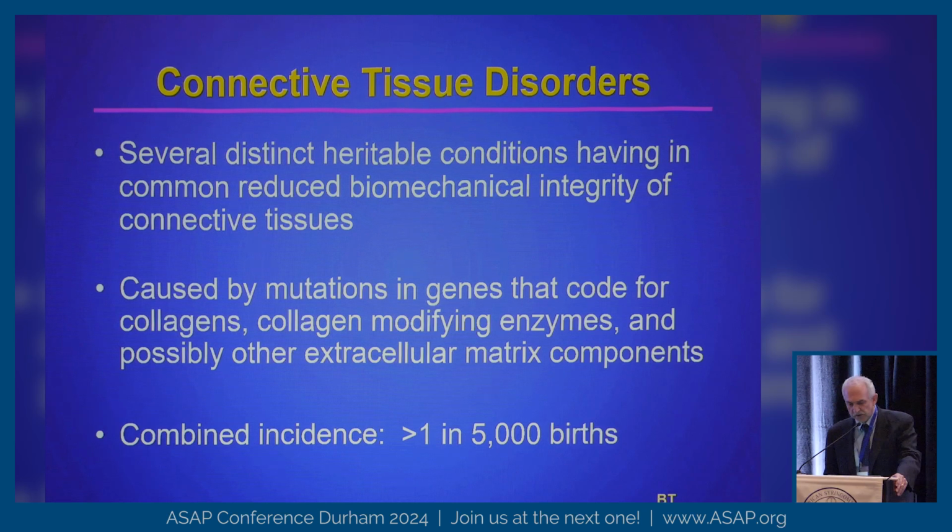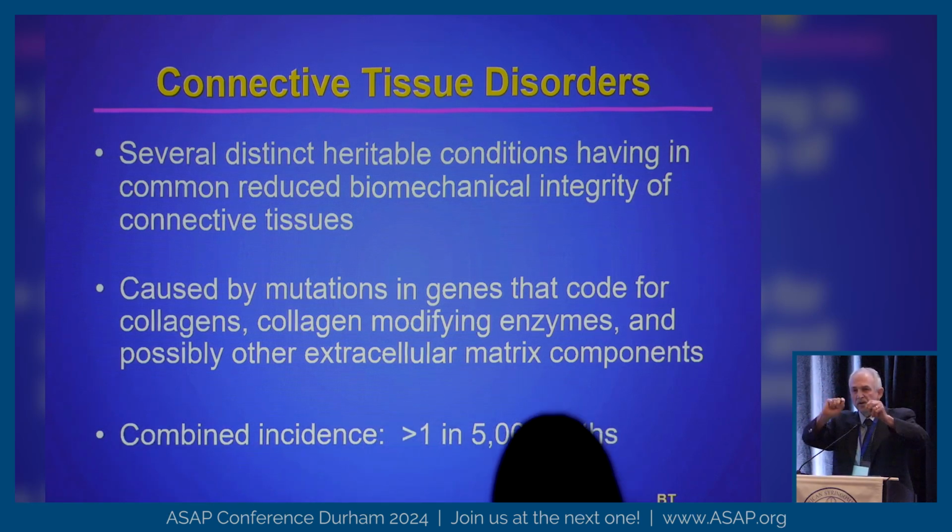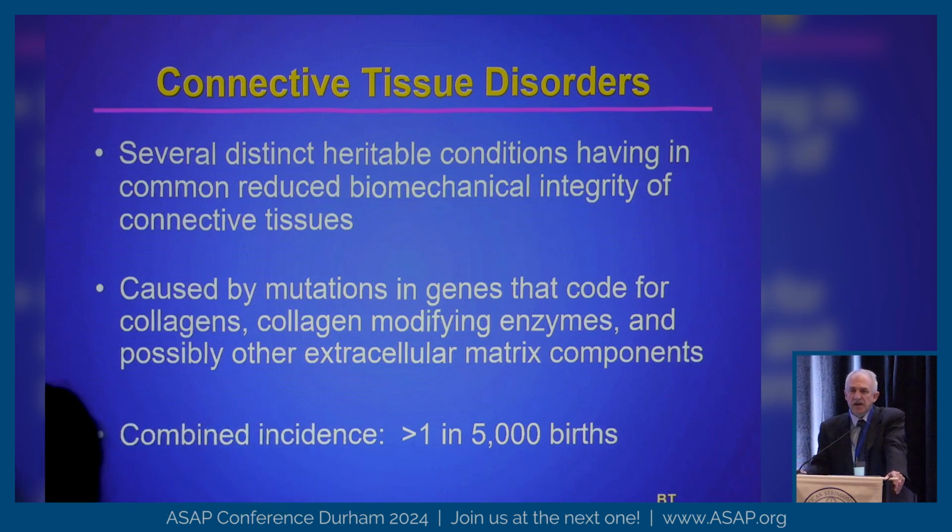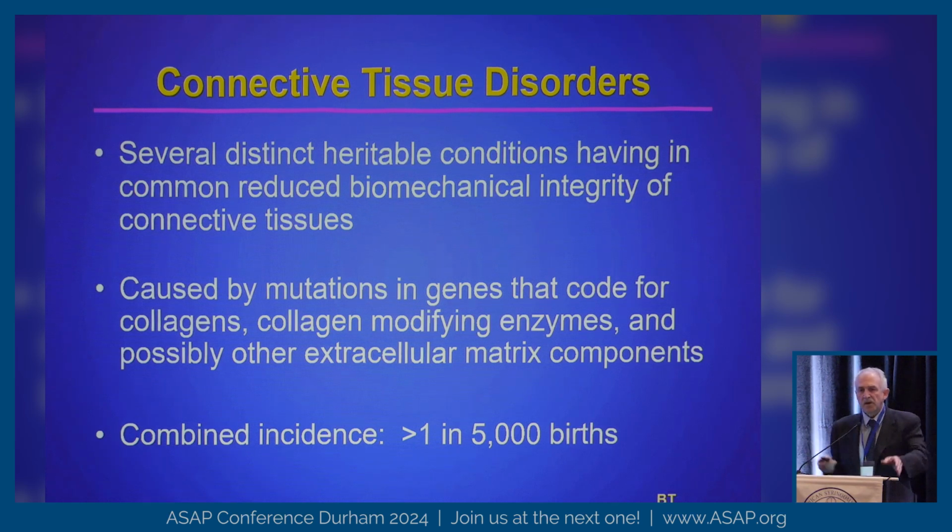So what are connective tissue disorders? They're distinct heritable conditions having a common reduced biomechanical integrity of connective tissues. They basically involve mutations in genes that code for collagen modifying enzymes, and possibly other extracellular matrix proteins. So for the patients in the audience, it's those elements outside the collagen fibrils or cells that are involved in the integrity of joints. And it usually leads to ligamentous hyperelasticity or laxity.